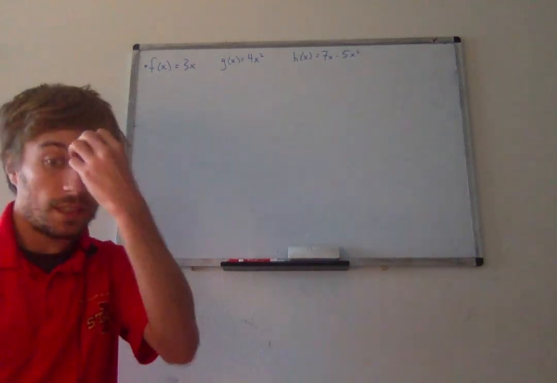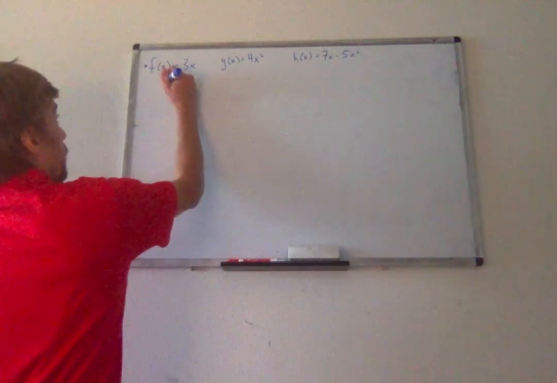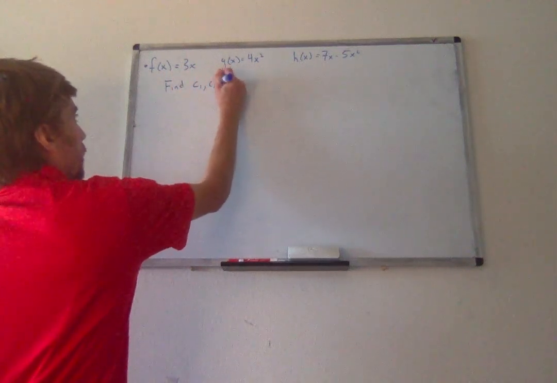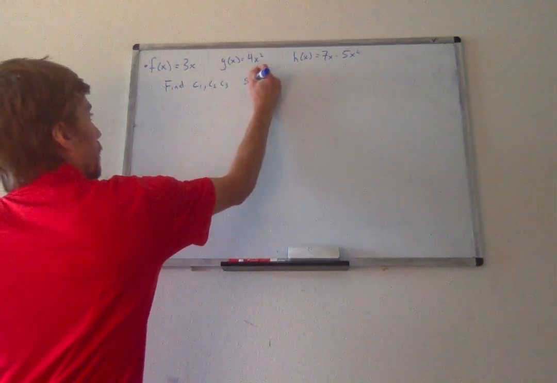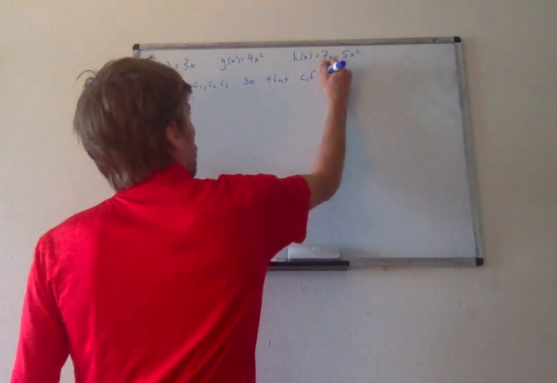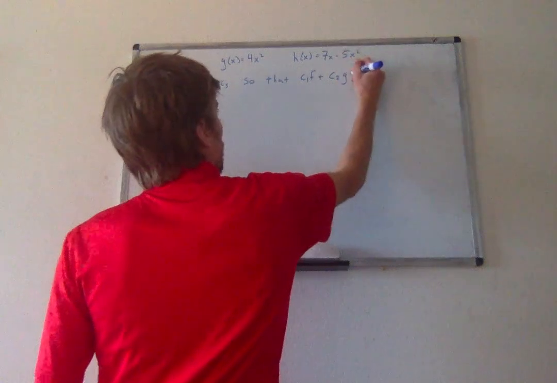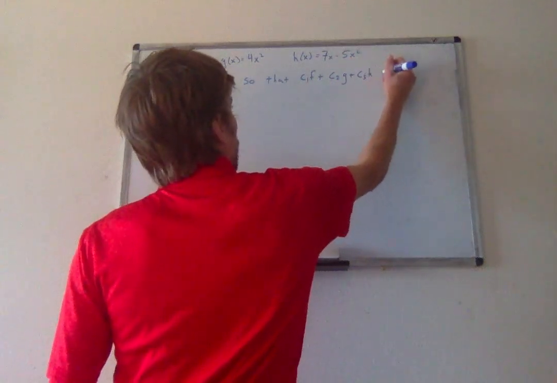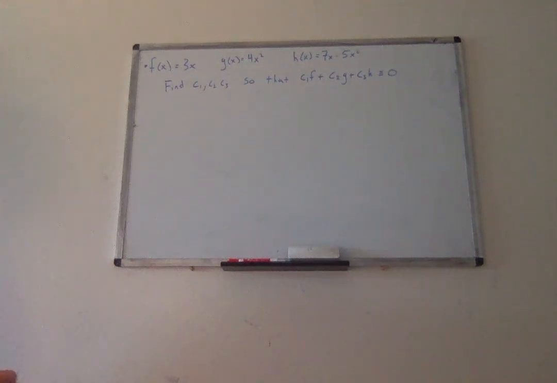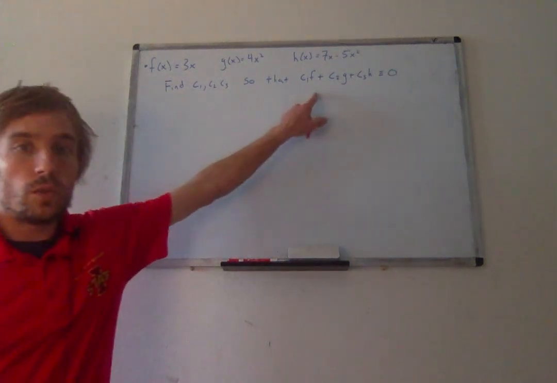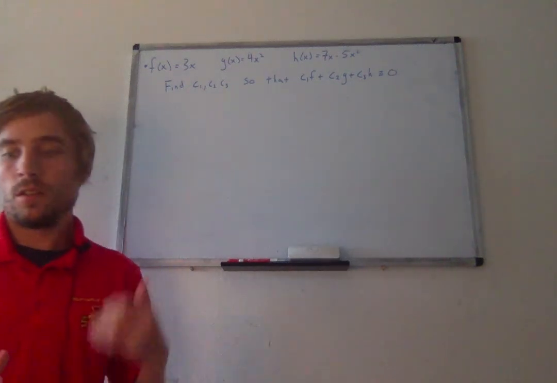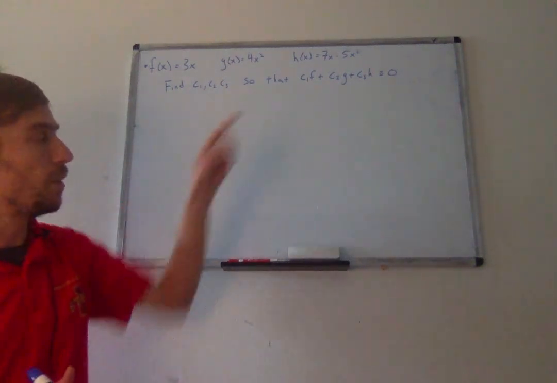That is the set of constants c1, c2, and c3 so that c1 f plus c2 g plus c3 h is identically 0. So that's one way to do it. The other way to do it, remember, is using the Wronskian, which I'll do after this method.